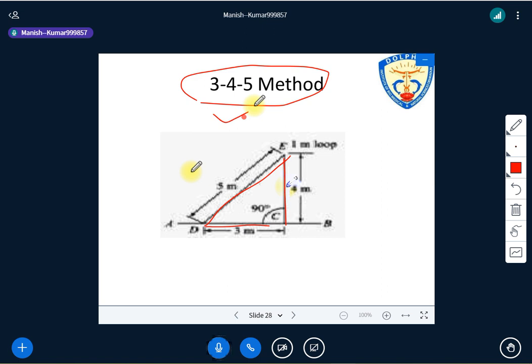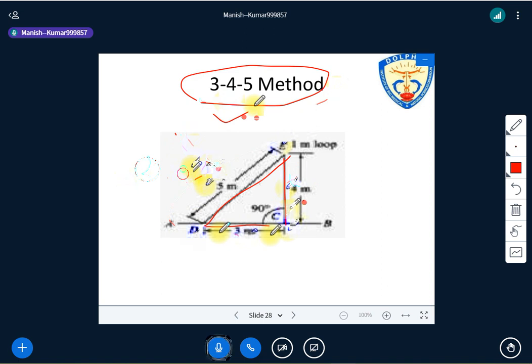What's the formula for the hypotenuse? The square of this and the square of this have to be added, then you take the square root. So 3 squared is 9 plus 4 squared is 16, so it's 25. The square root of 25 is 5. So you have this hypotenuse. So the 3-4-5 method is used to draw the perpendicular. Is it clear?